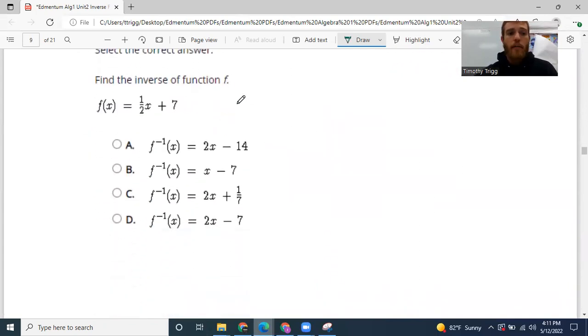Find the inverse of function f. So this is more of the same. I'm just going to go ahead and do the swapping and everything right away. So x equals 1/2 y plus 7. And go ahead and solve for y. This one's a little bit trickier, so we're going to subtract 7 on both sides of the equation. And I'm going to move my y to the left side.